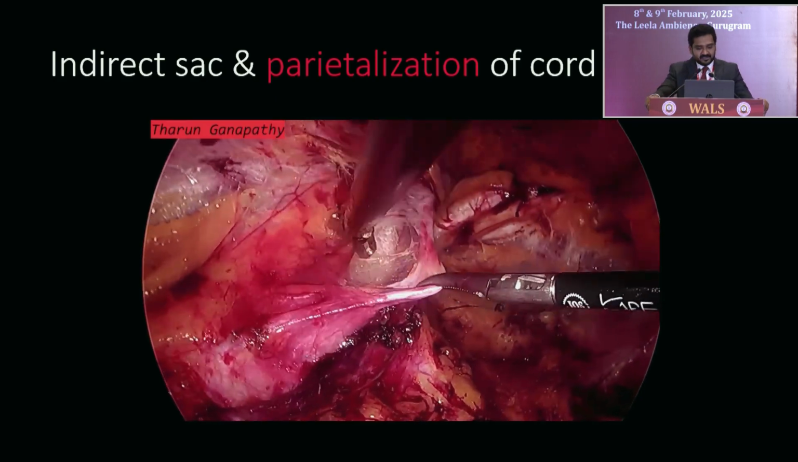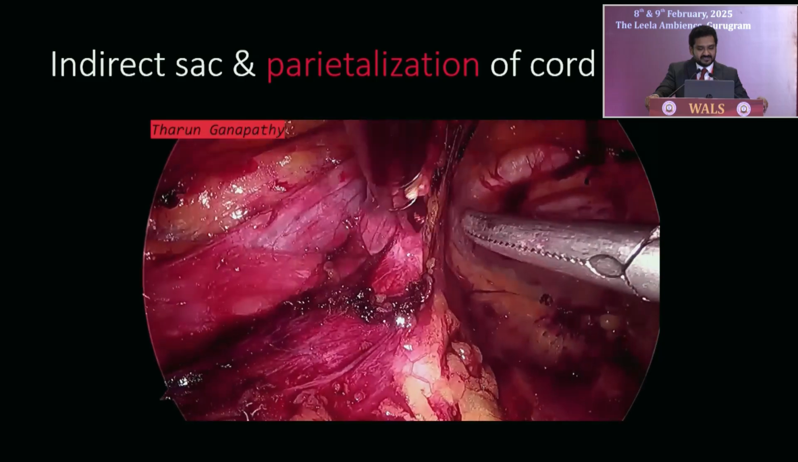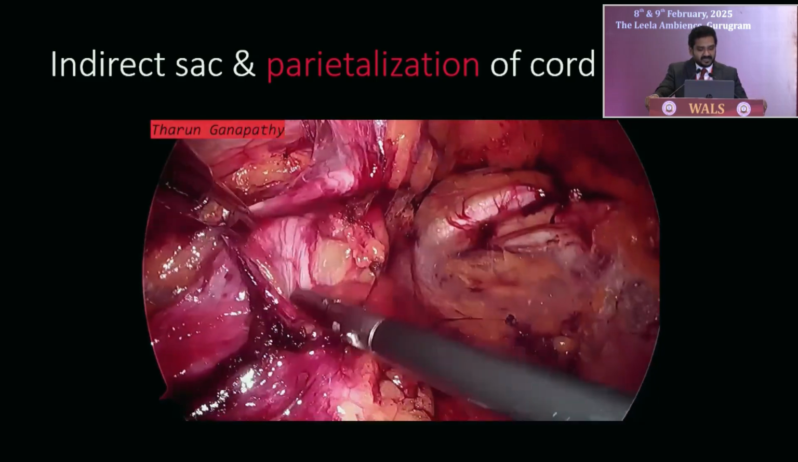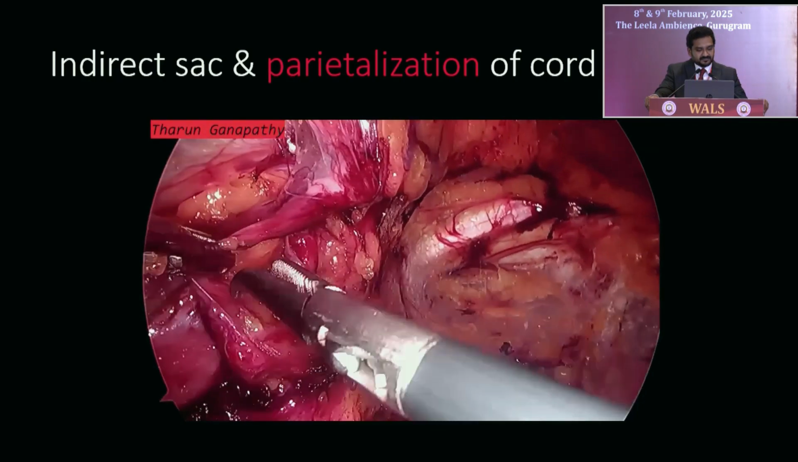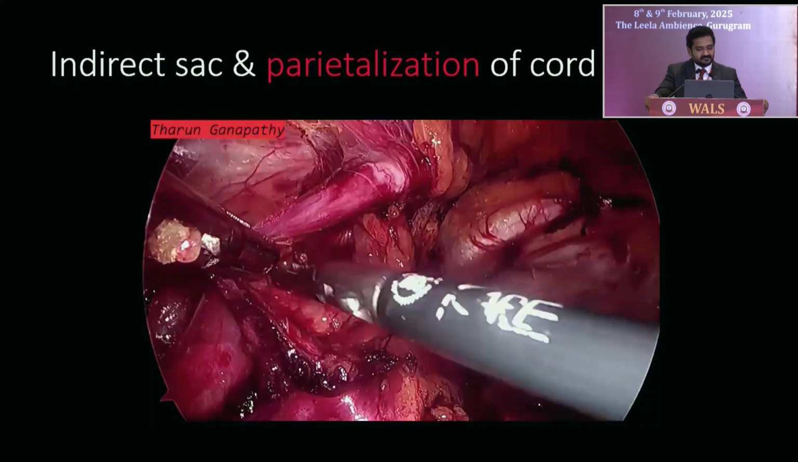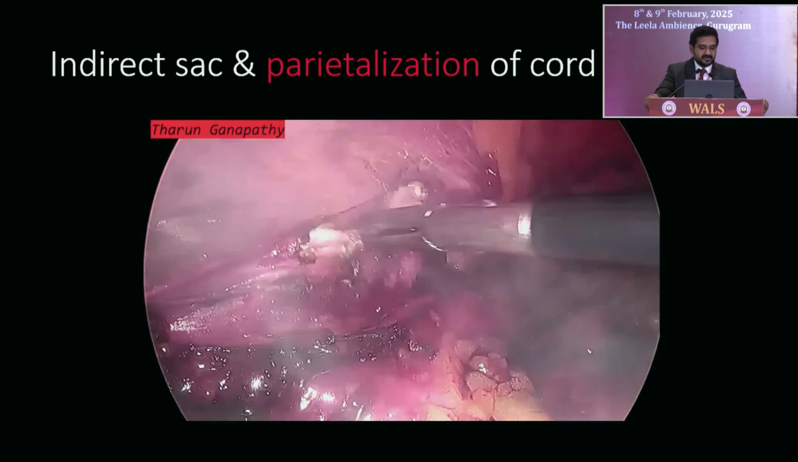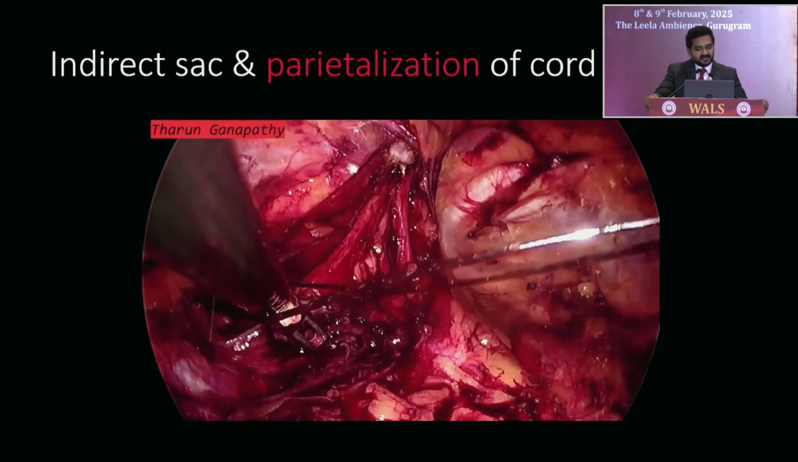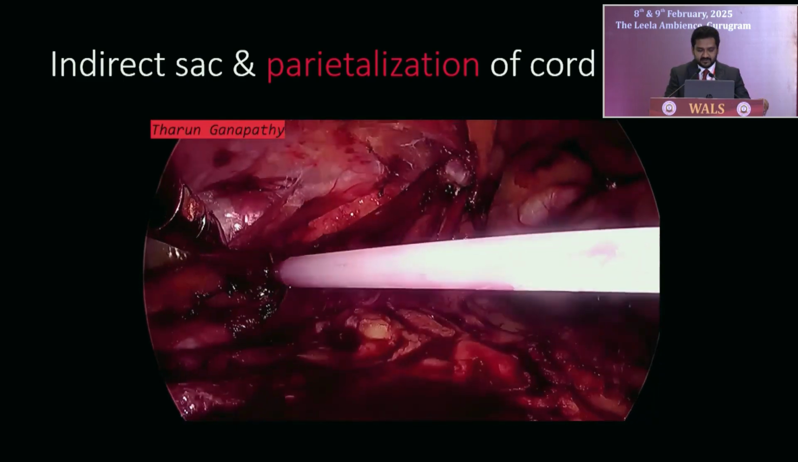So I picked up this particular video for indirect sac and parietalization of the cord. You can see the triangulation of instruments in eTEP, the beauty about the ease of instrument handling, and you can instantly go down to the cord structures. You can take down the indirect sac from the vas deferens, and it's prudent that you don't touch the cord. Once that is done, the sac can be reduced, separated, and it can be endolooped or sutured according to your convenience.